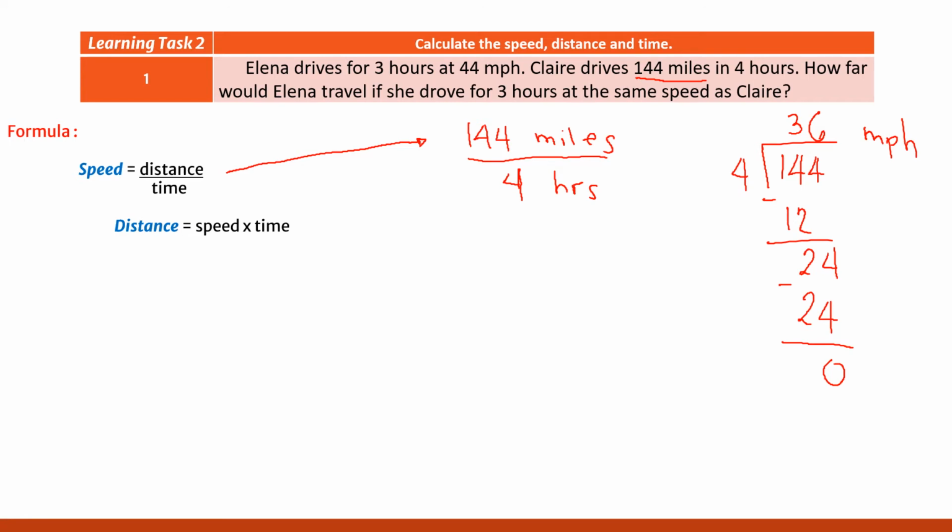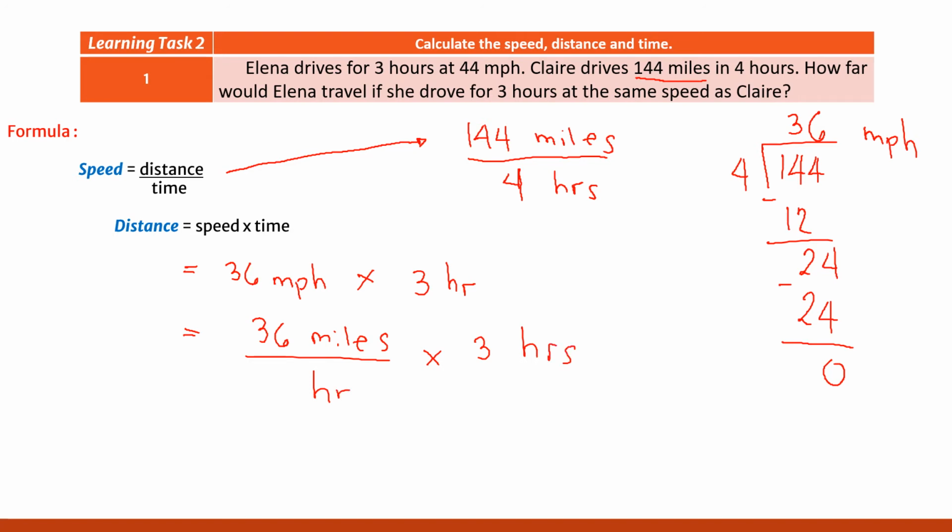So, ibig sabihin, kung ang speed ni Claire ay 36 miles per hour, from the formula distance equals speed times time, our speed is 36 miles per hour, multiplied by the given time, 3 hours. Okay? Syempre pa, makakancel dito yung unit na hour. Bakit na-cancel? Kasi kung i-rewrite natin siya, it's 36 miles per hour, multiplied by 3 hours. Okay? So, na-cancel natin.